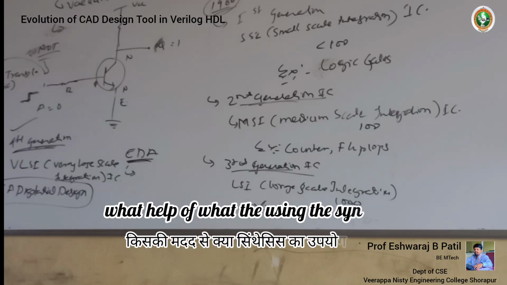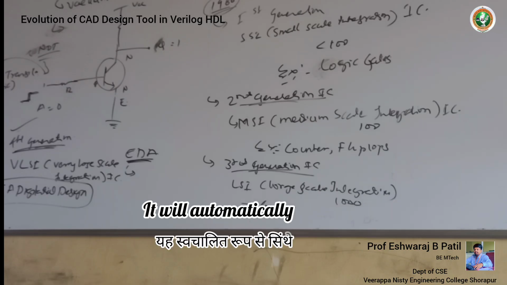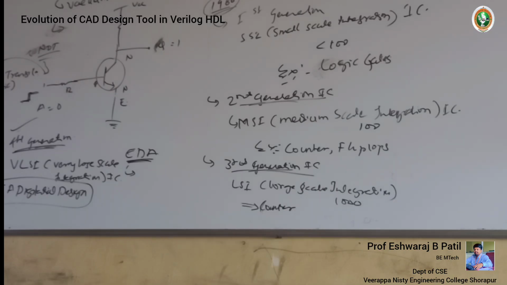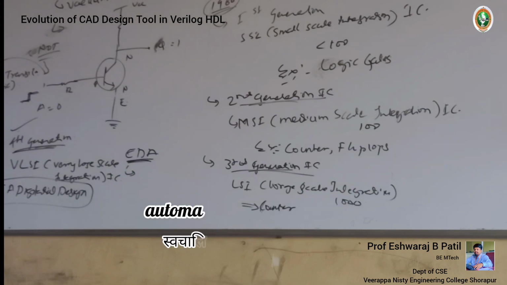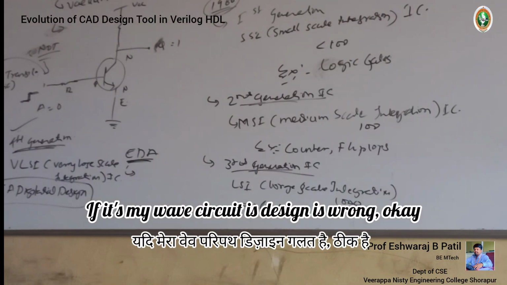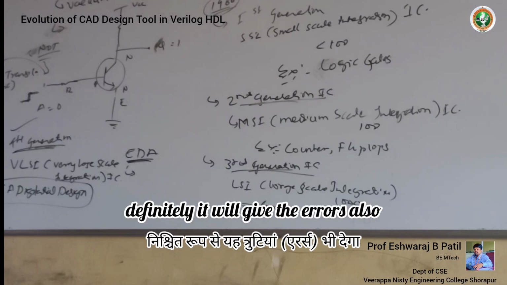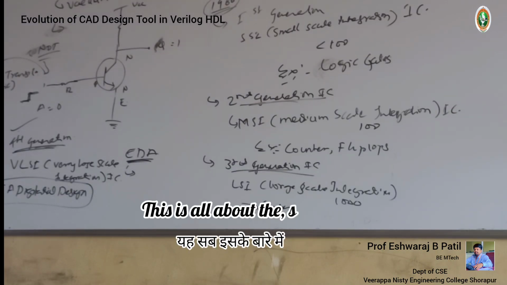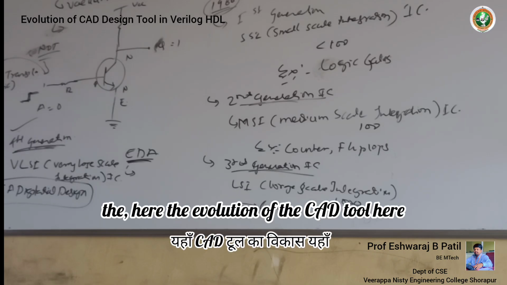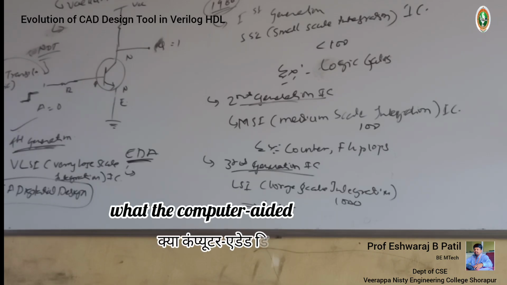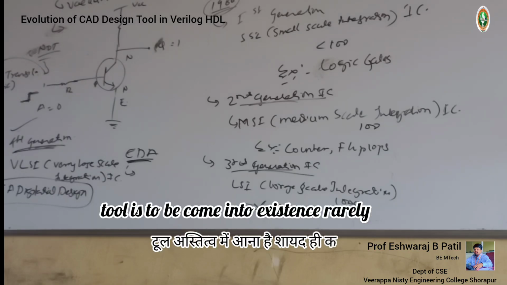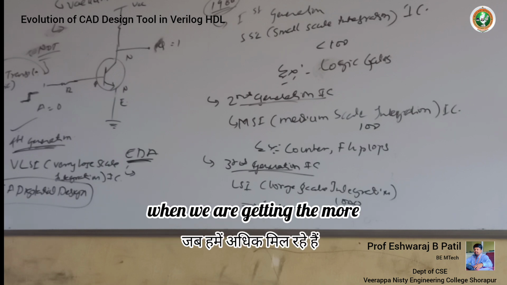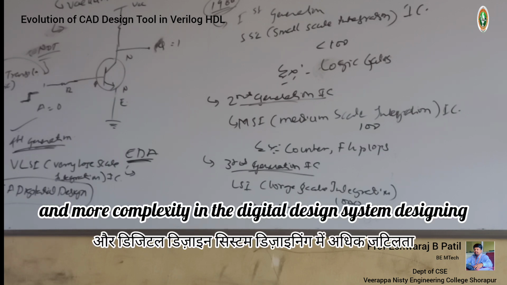This is done with the help of synthesis. It will automatically generate the test benches, and also give the response output automatically with the help of waveforms, showing whether it is working properly or not. If my circuit design is wrong, it will definitely give errors also. This is all about the evolution of the CAD tool. CAD is nothing but the computer aided digital design tool, which came into existence only when we got more and more complexity in digital design system designing.